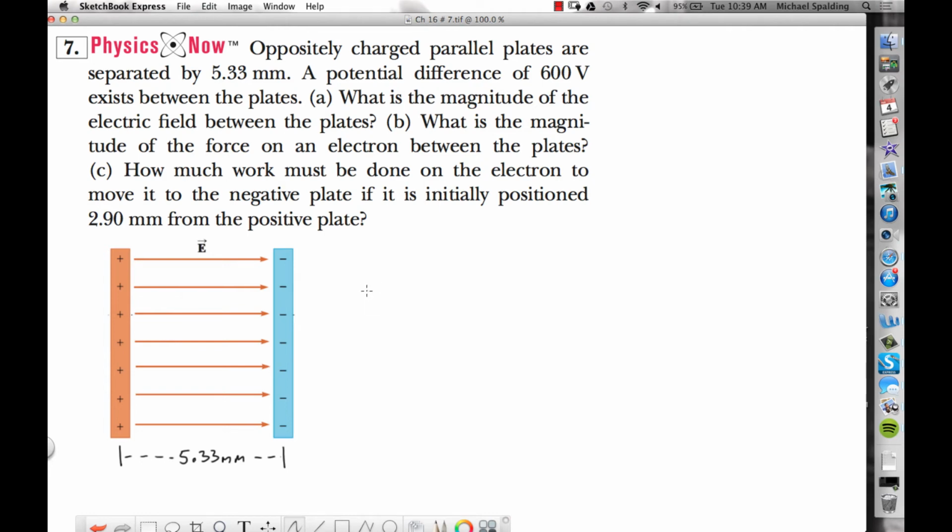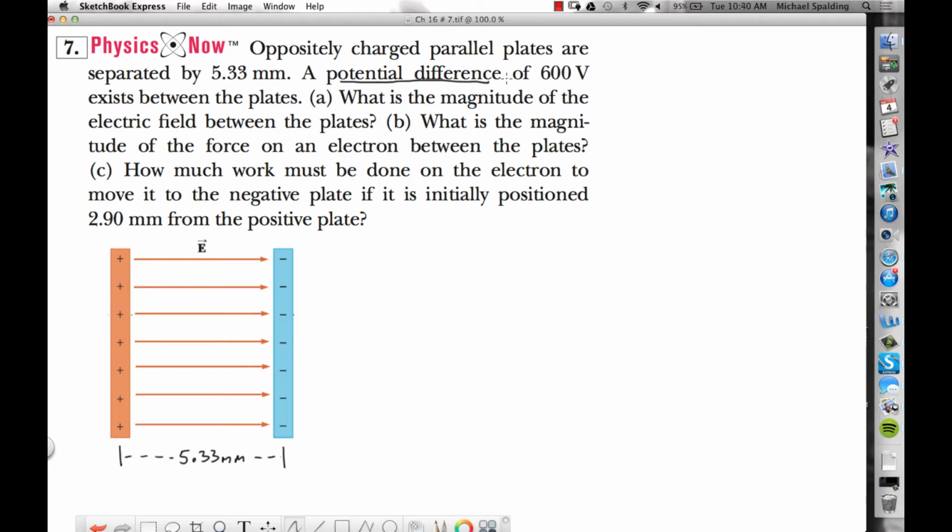All right, number 7. So here we have oppositely charged parallel plates. The distance of separation between the plates is 5.33 millimeters, which you want to put in meters. When you plug that into an equation, you want that to be meters. We're told that the potential difference, now look, another name for potential difference is voltage.